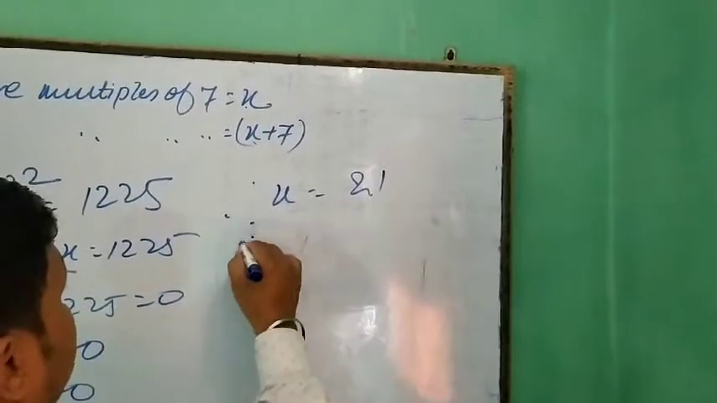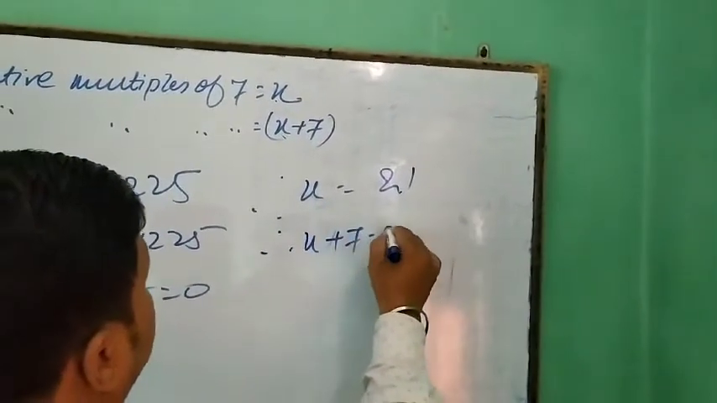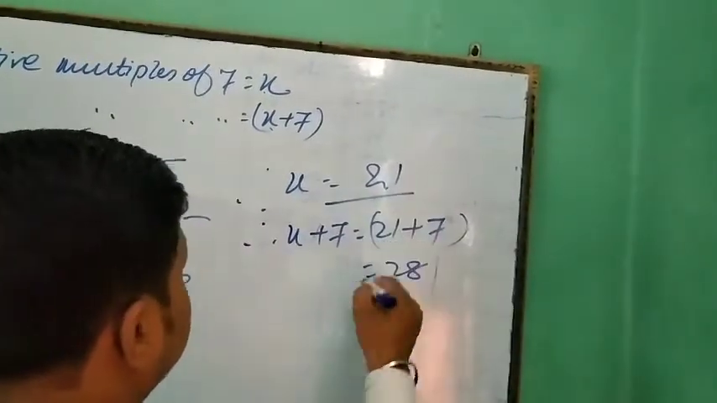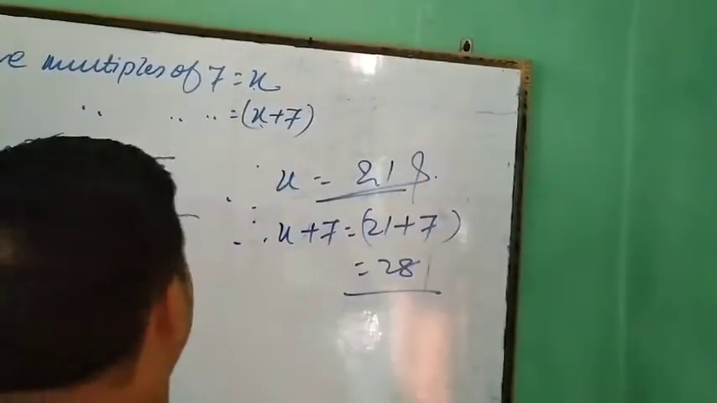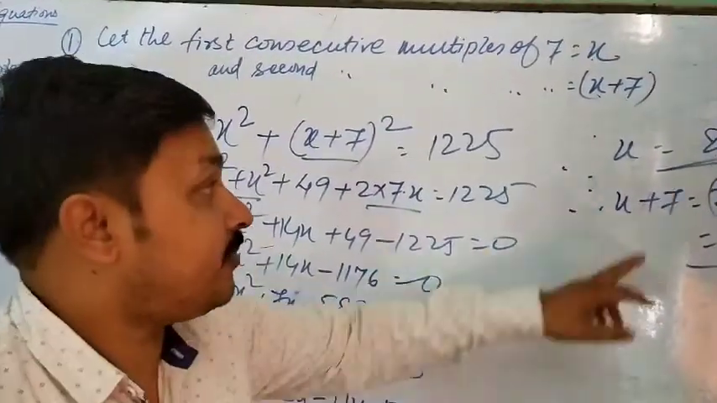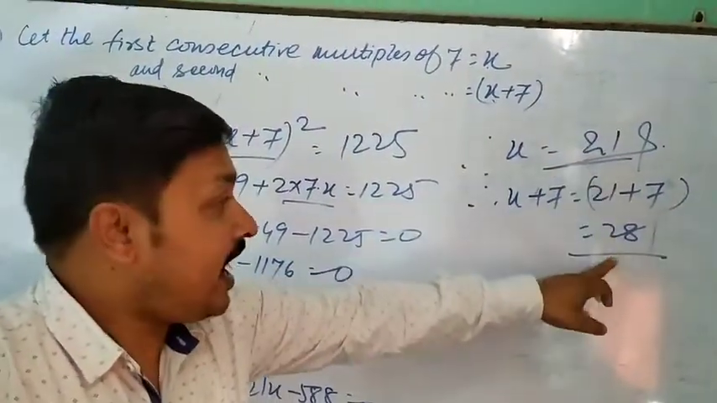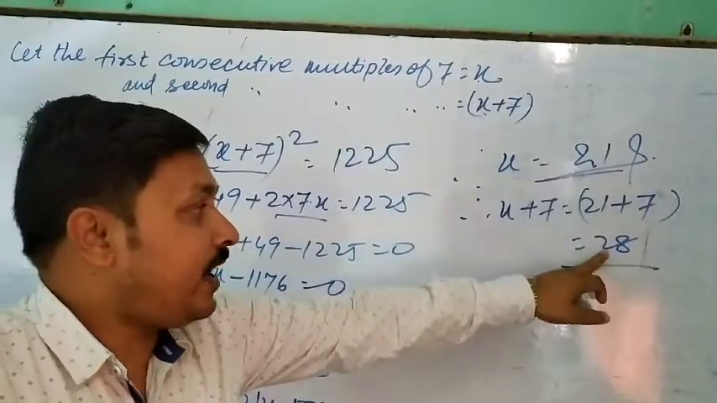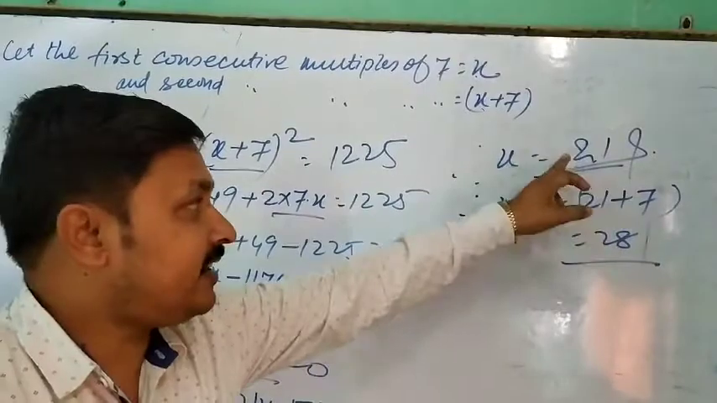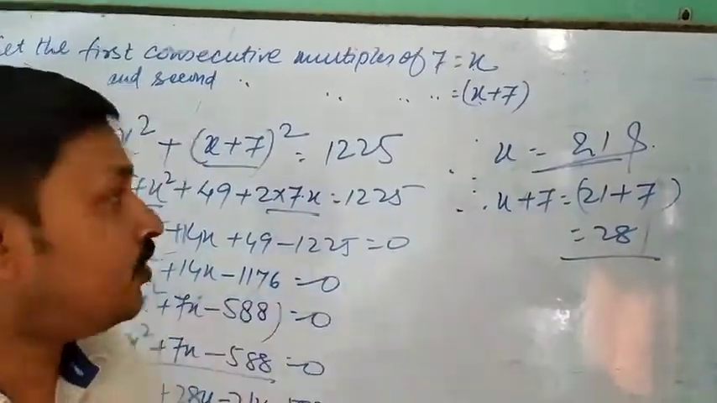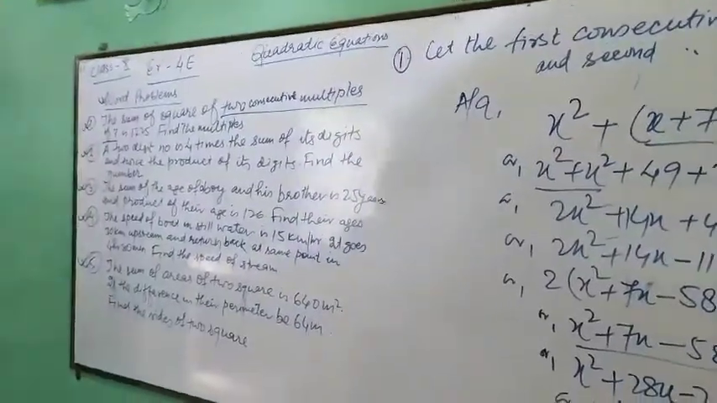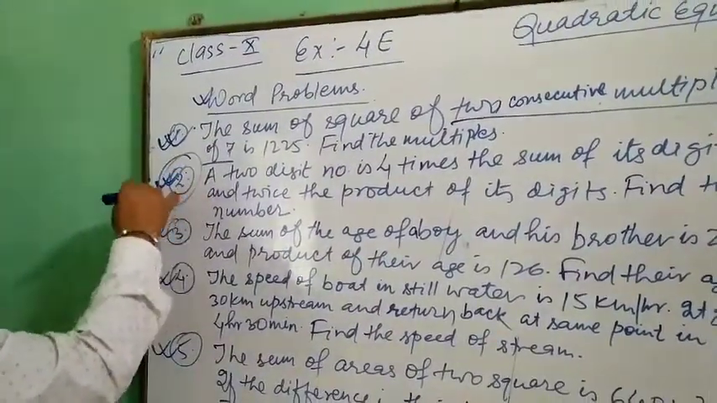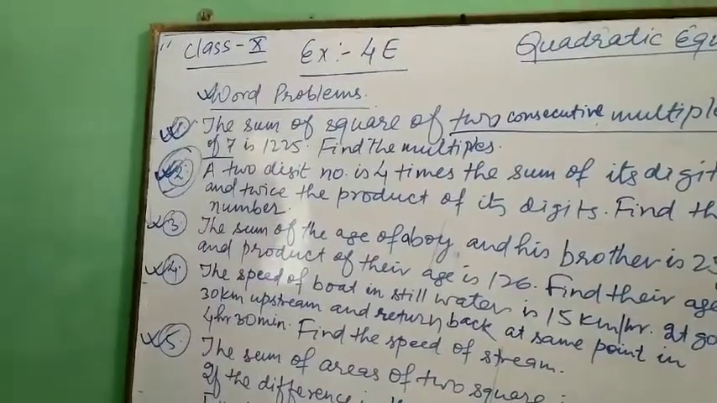Now x plus 7 equals 21 plus 7, so you get the result 28. This is a multiple of 7. The two consecutive terms are 21 and 28, because 21 is divisible by 7 and 28 is also divisible by 7, and the difference between them is 7. So your first problem is complete. Now I will solve the second question.